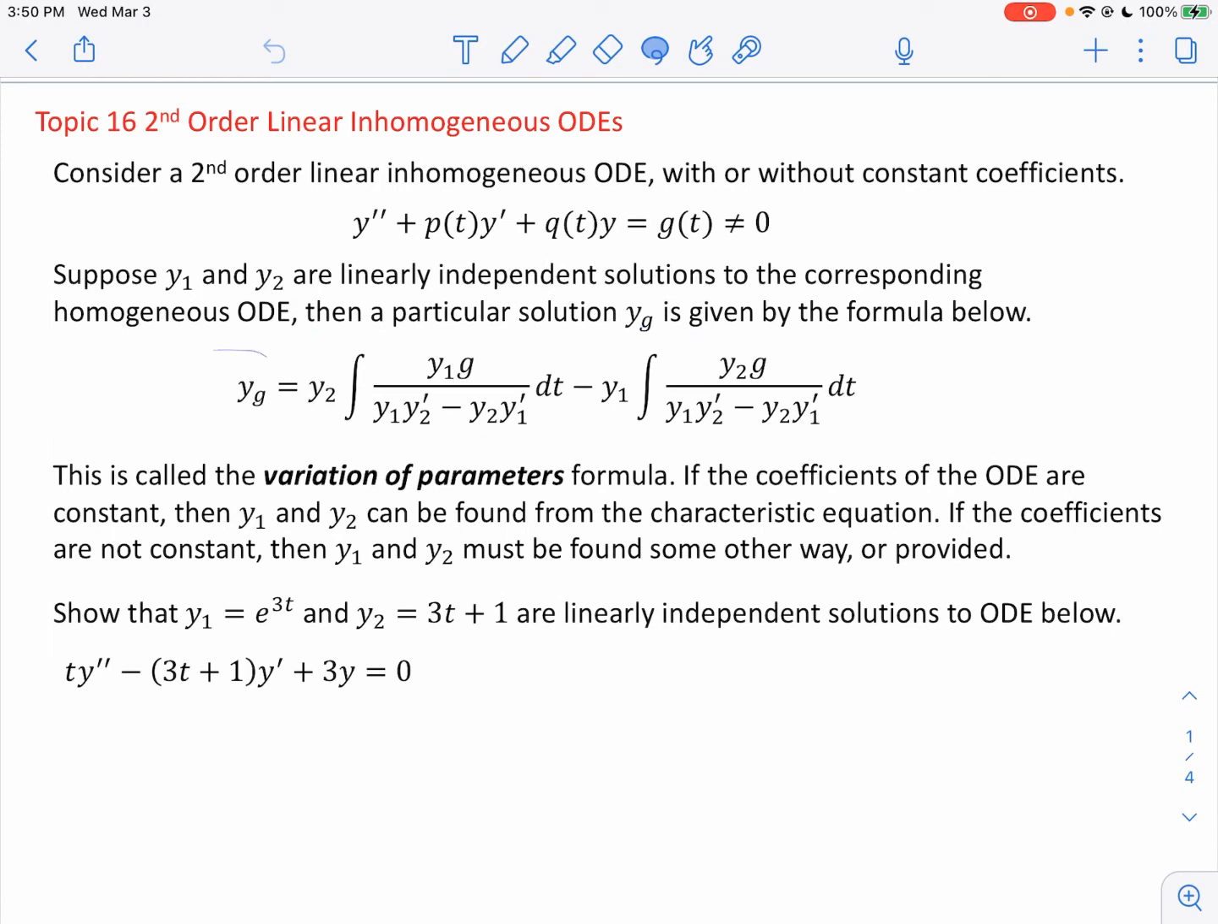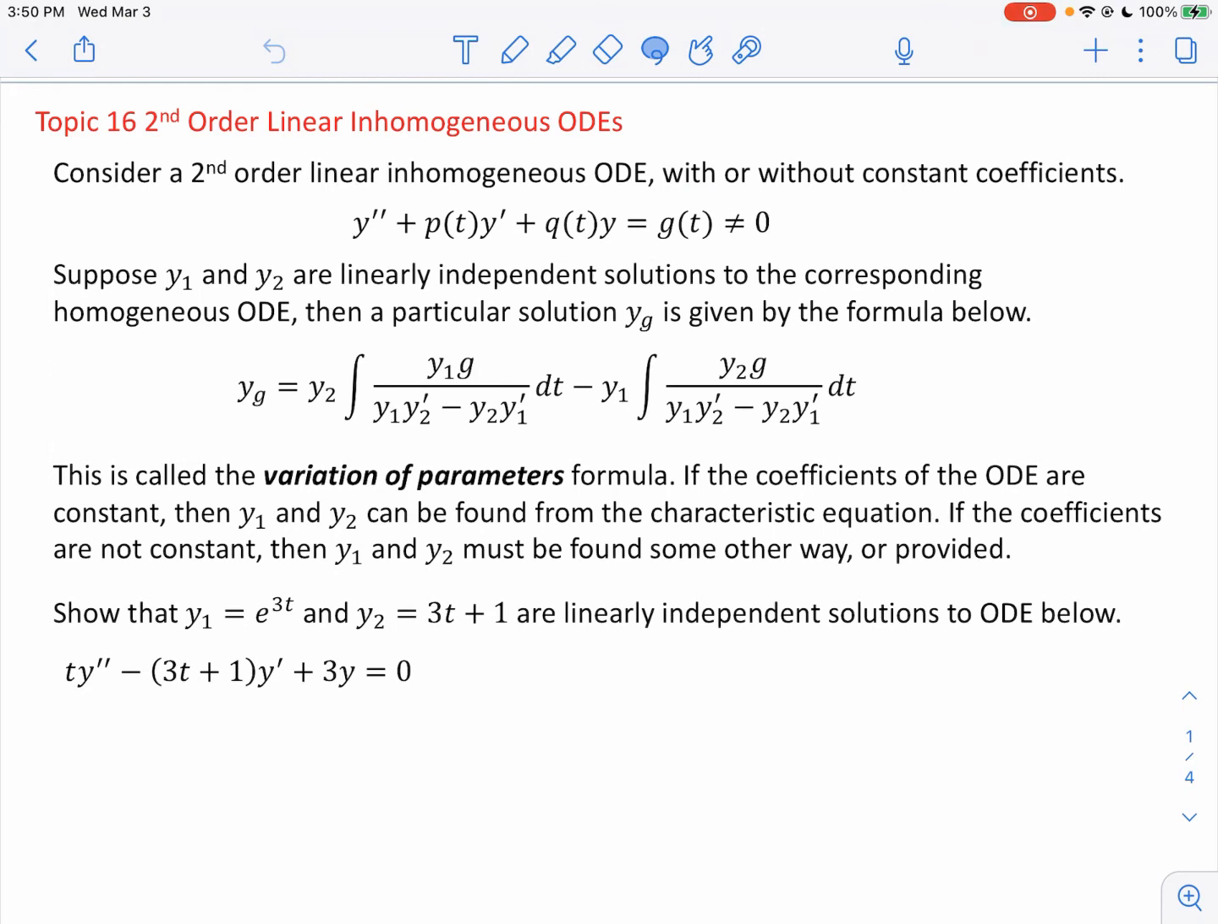Now this formula only helps you get the particular solution y sub g, which is not the general solution. So we'll see how, once we know y sub g, we can use that combined with a linear combination of y1 and y2 to create the general solution. So that's still the same as it was before. This is just giving us a new way to find this particular solution y sub g, depending on what the forcing function is over here, g of t.